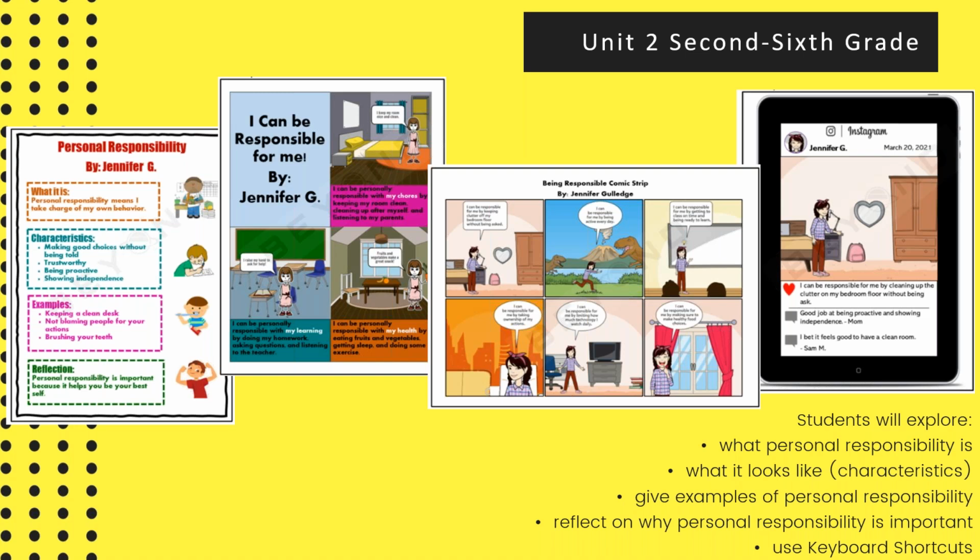The 3rd through 4th graders are going to make a comic strip about how they can be responsible. And the 5th, 6th grade, they're going to do a social media post showing how they're personally responsible for themselves. And then they're going to have class collaboration by having peers do some responses. So that's real exciting and fun.